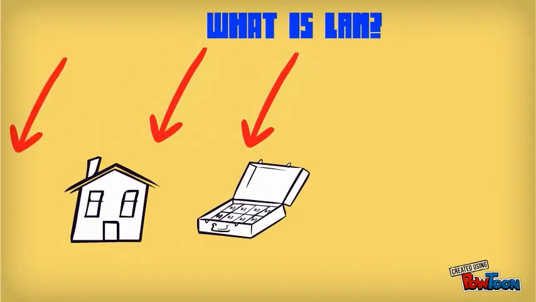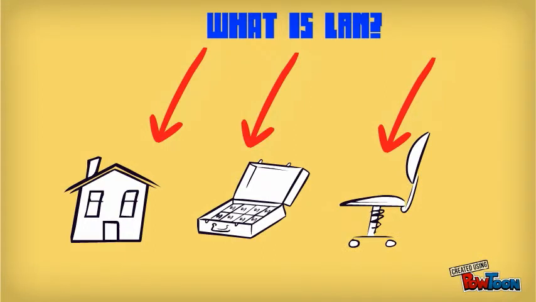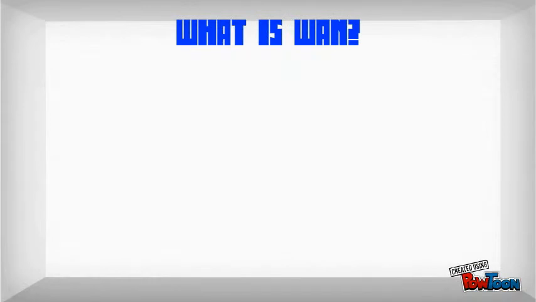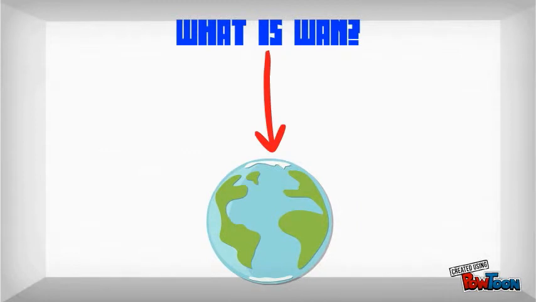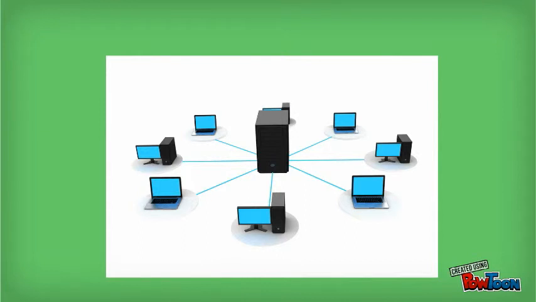Now, a question that a lot of people ask is, what is the difference between LAN and WAN? Well, LAN stands for Local Area Network, which is a computer network that interconnects computers within a limited area such as a home, school, or an office. While WAN stands for Wide Area Network, which is also a computer network, but interconnects computers to huge and broad areas around the world.